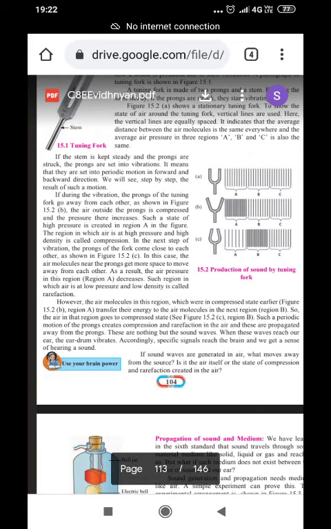Figure 15.2a shows a stationary tuning fork. To show the state of air around a tuning fork, vertical lines are used. Here, the vertical lines are equally spaced. It indicates that the average distance between the air molecules is the same everywhere, and the average air pressure in the three regions A, B, C is also the same.